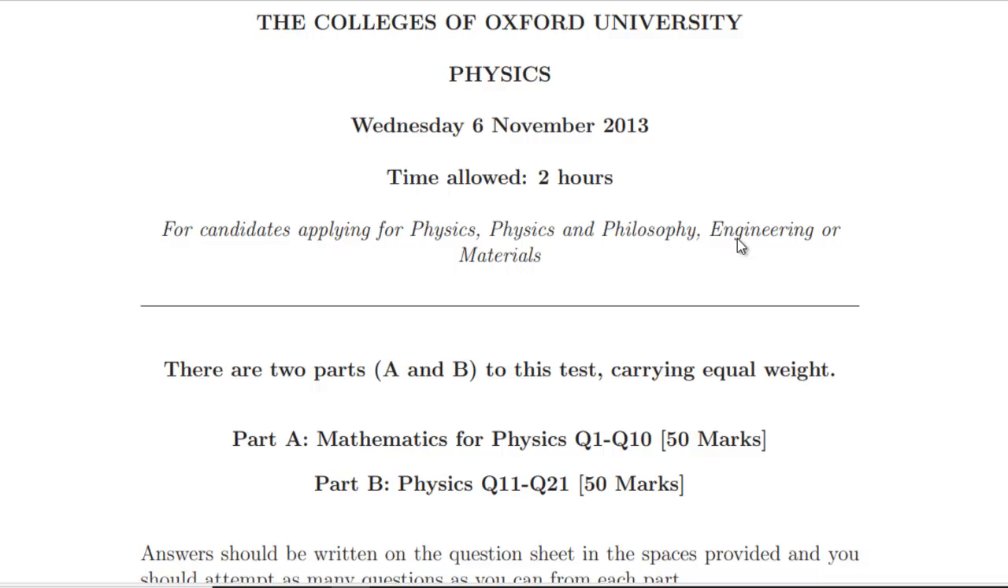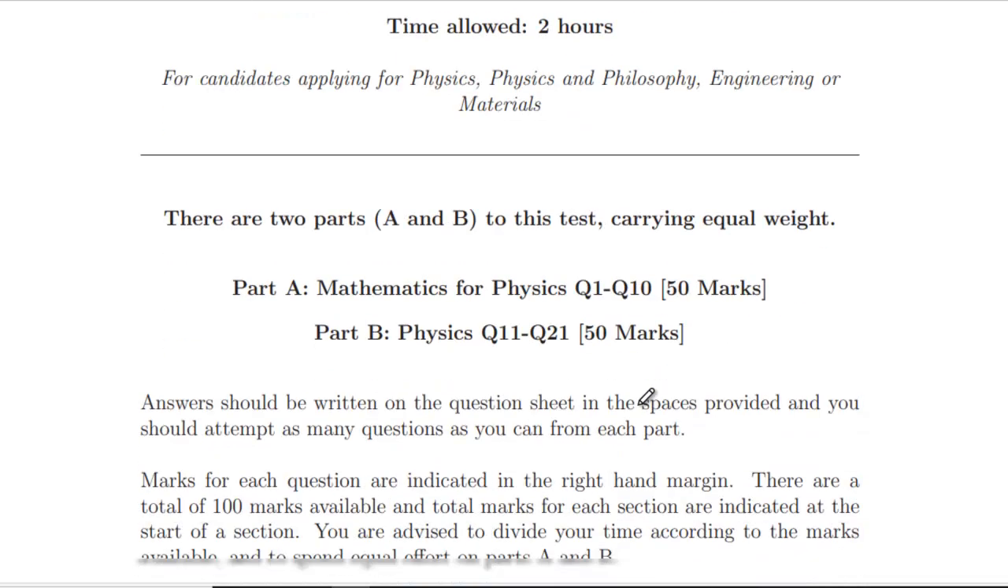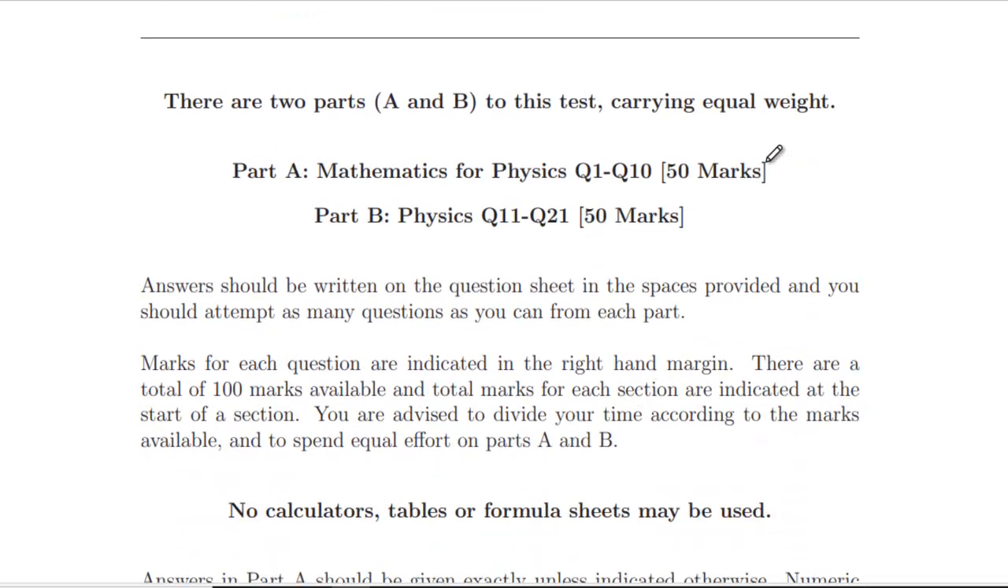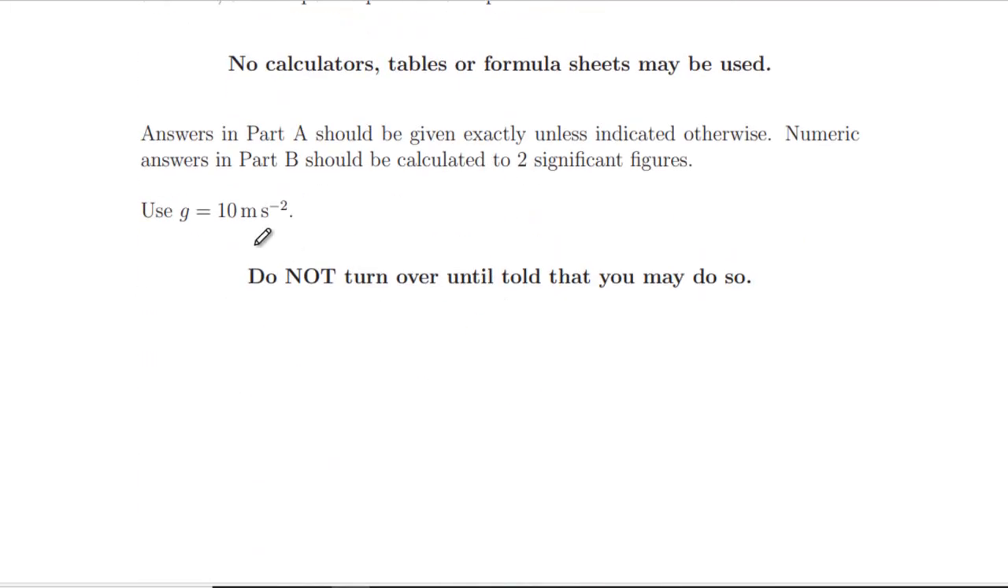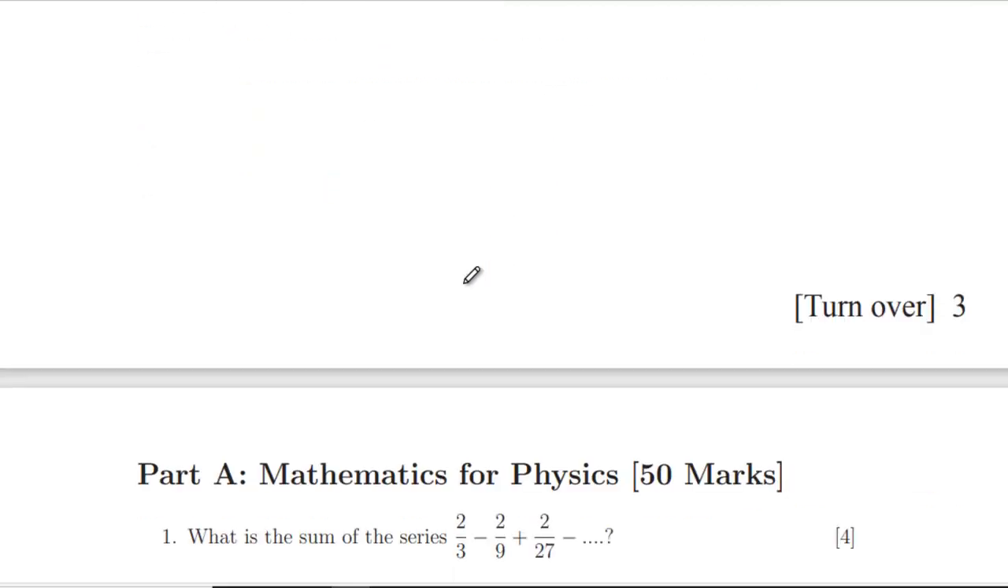Hello, this is the first part of the 2013 Oxford PAT, which, if anything, should be easier than the 2012 one, which was a little over the top in complexity. Doesn't look as though anything's changing here. We've got two parts, 50 marks on each bit, starting with maths. Still can't use calculators. G's still 10. Exact answers in the maths and two significant figures in the physics.